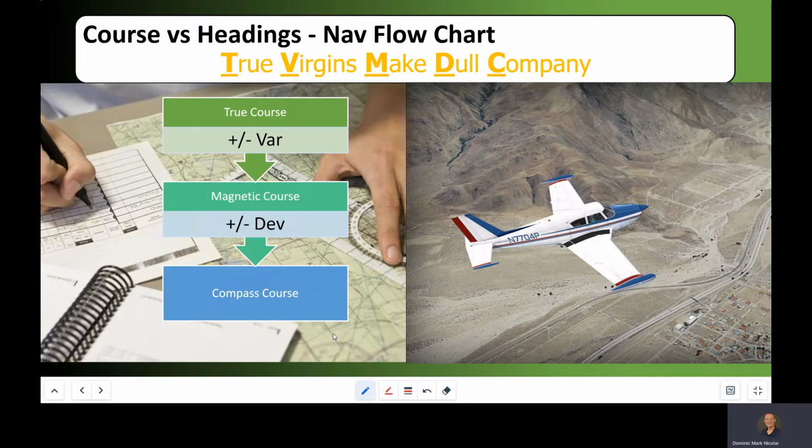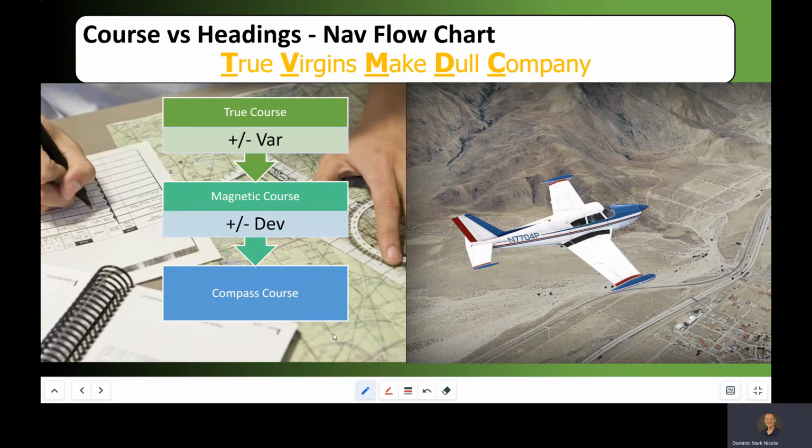So true course, obviously, that's your plotter. You've got a course line. The plotter helps you measure that angular displacement from true north, hence the name true course. We know that the compass on board the aircraft always points to magnetic north, so we have to deal with variation. East is least, west is best. Another little silly poem that we use to help remember. We add or subtract our variation. Of course, that gives us our magnetic course.